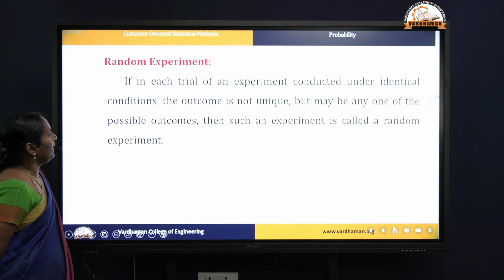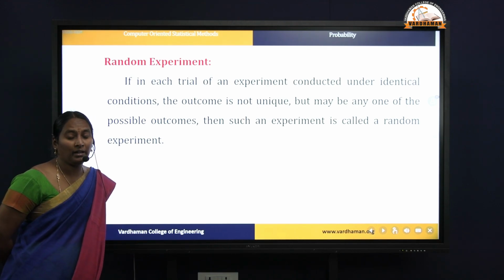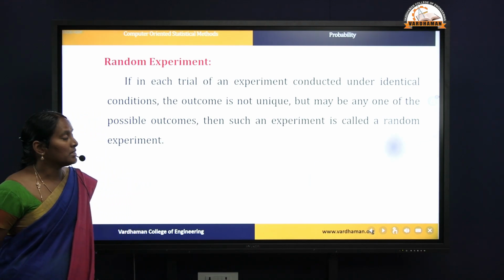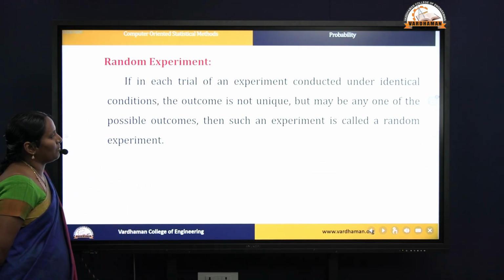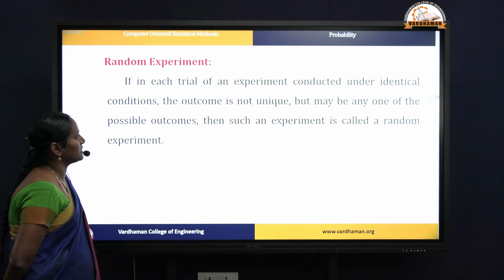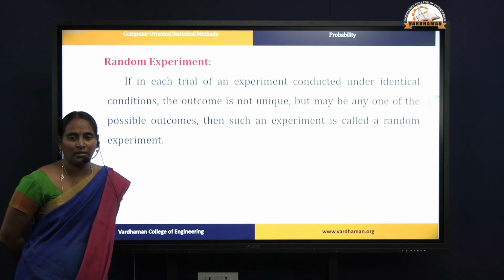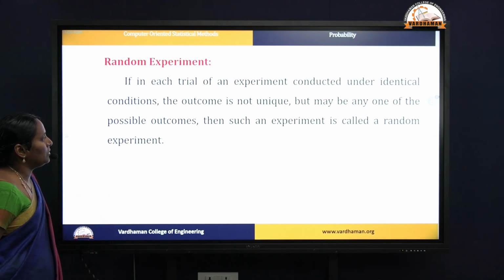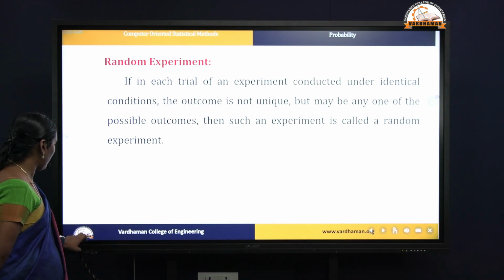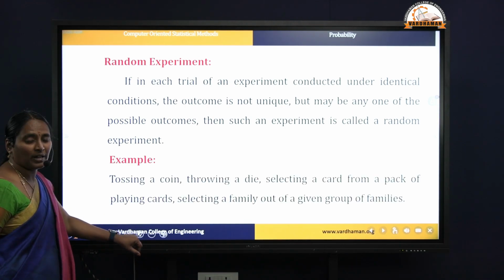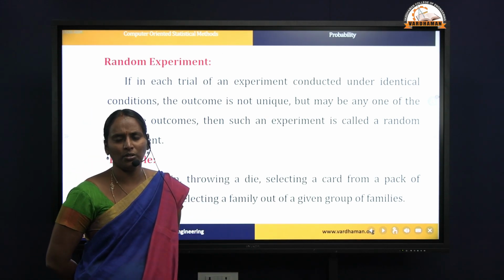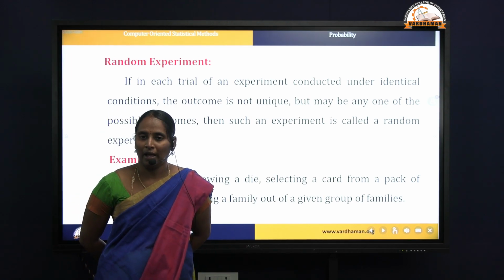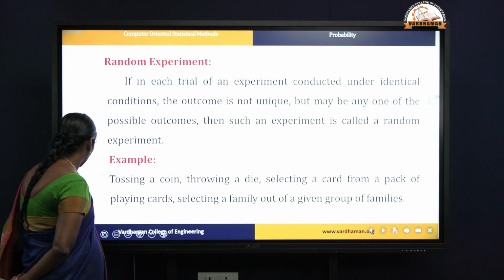Now, a trial means an experiment which we have to conduct. If in each trial of an experiment conducted under identical conditions, the outcome is not unique, it means that it may be a success or failure, but may be any one of the possible outcomes, then such an experiment is called a random experiment. For example, when tossing a coin, all of you know we will get two outcomes, head and tail. This is what we call an experiment.